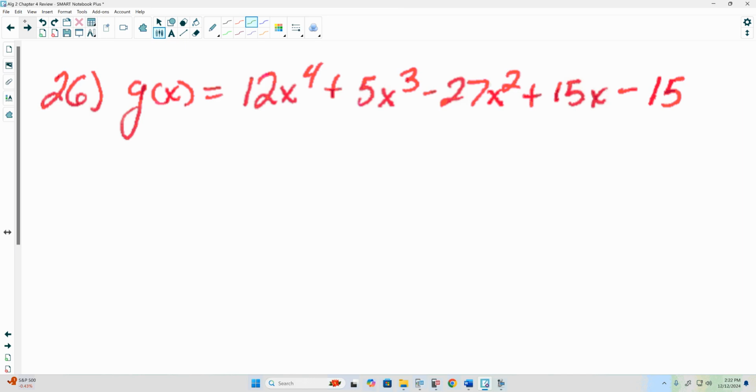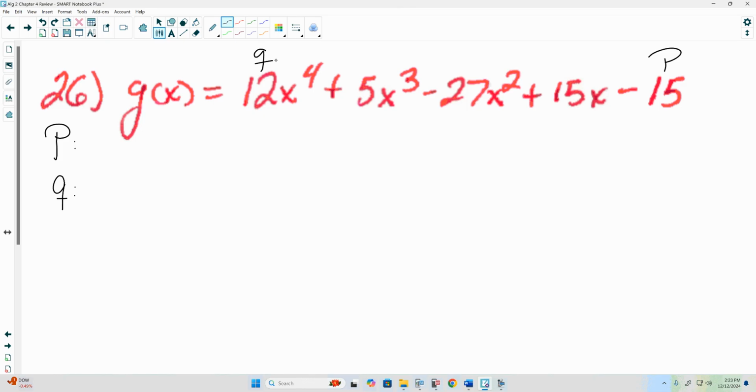25 and 26, find all the rational zeros, plus or minus p over q. So 25 and 26, we just have to find the rational zeros. We're not solving for anything. We're just finding all the plus or minus p over q. P is the factors of the constant term, our term without x. Q is the factors of the leading coefficient, the number in front of the variable with the biggest exponent.